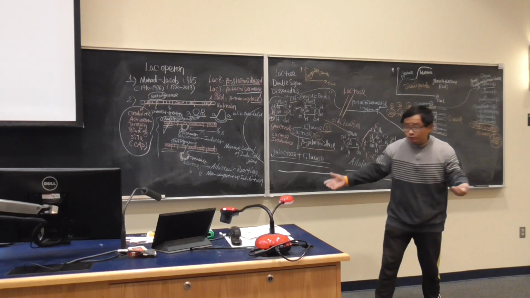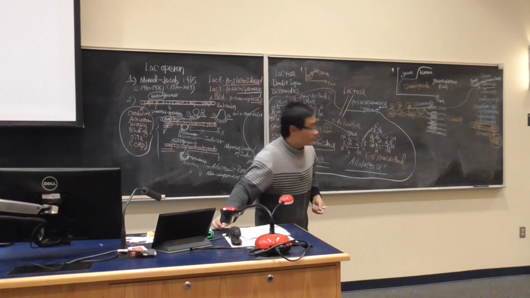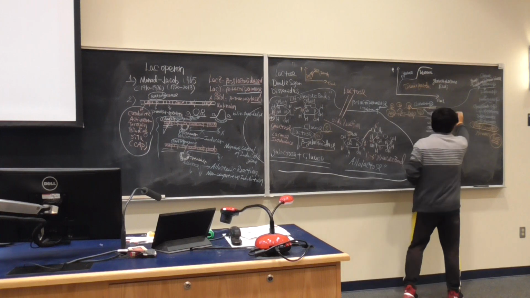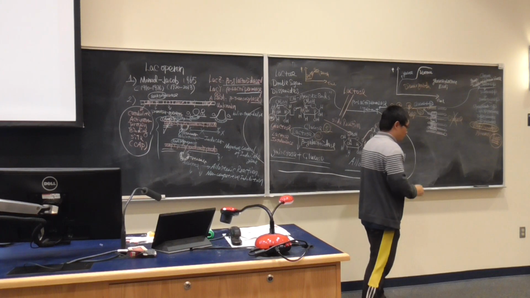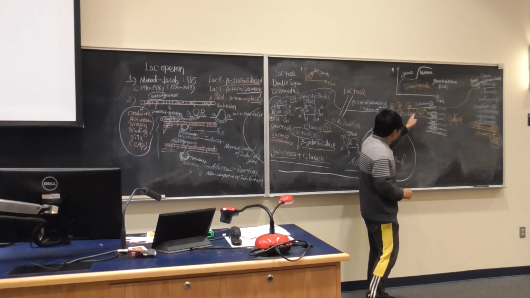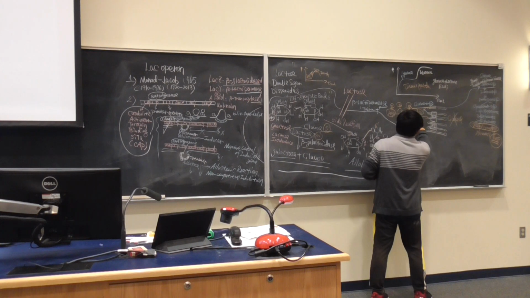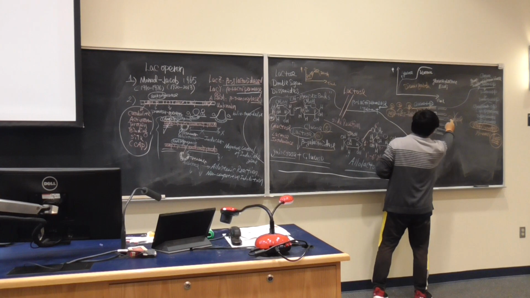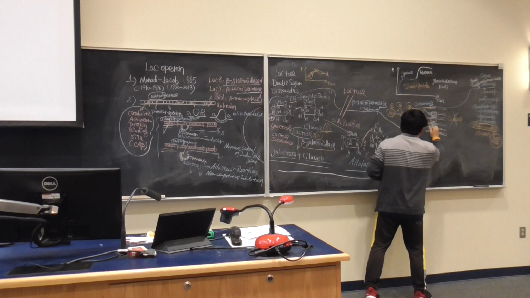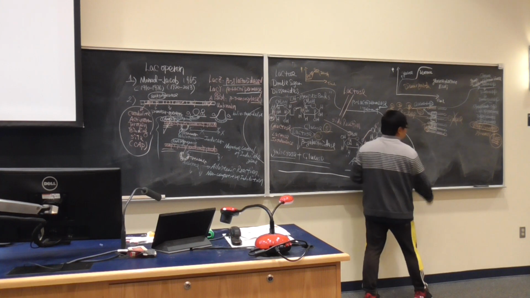How about if there is no glucose? If this guy is gone, what happens? They're still doing this. Instead of becoming glucose 6-phosphate, they're going to activate something here, which is called AC. What is that?